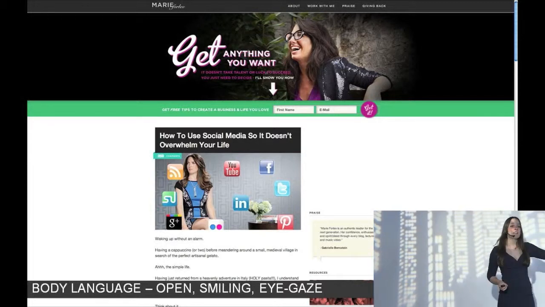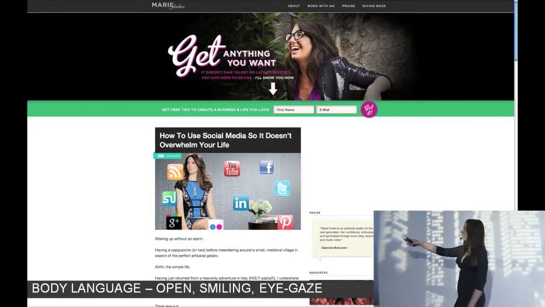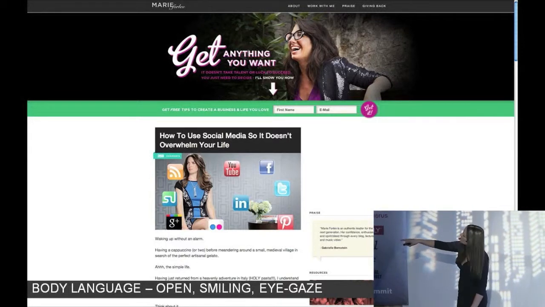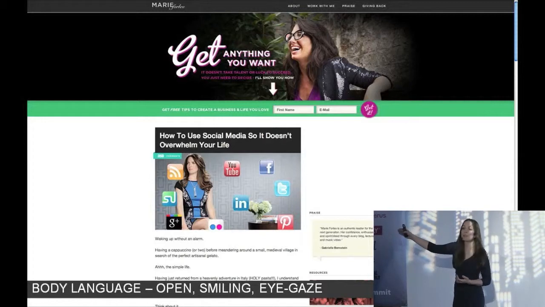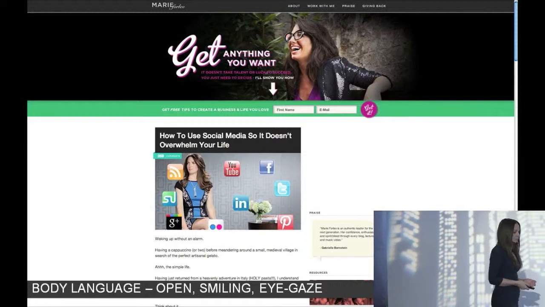So the way to direct positive attention through visual cues on a website, you have your main call to action, well, it's kind of the message, get anything you want. She's blading towards that, she's open, she's smiling, her head is lifted. The eye gaze is pointing towards it. So all those social cues are pointing you towards that message. And then you have the arrow with a call to action.